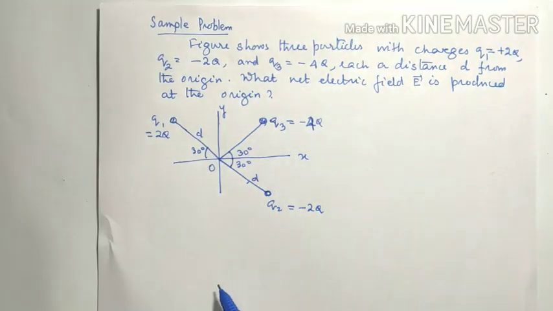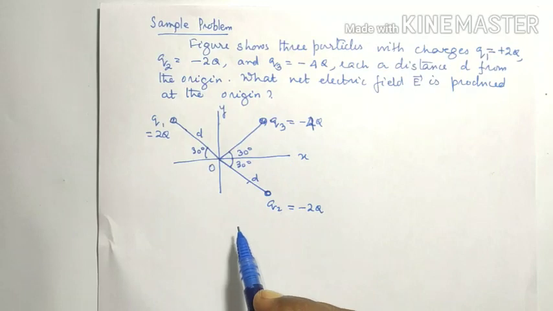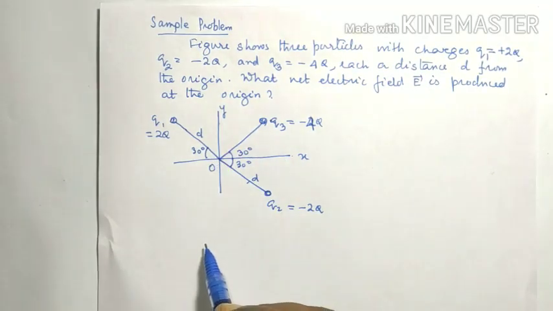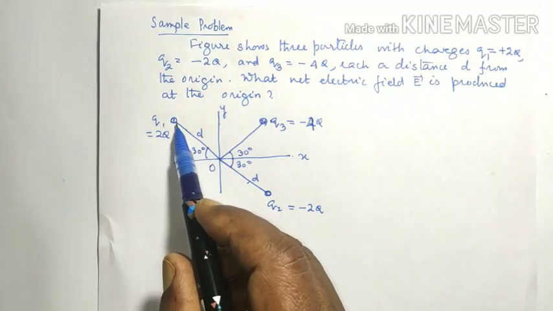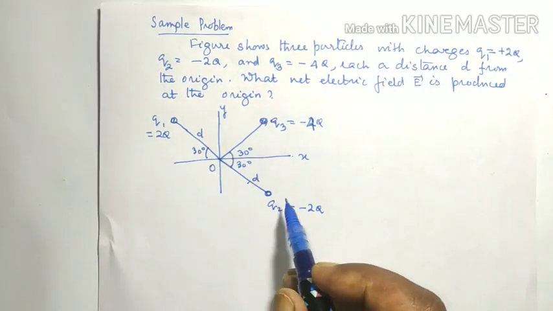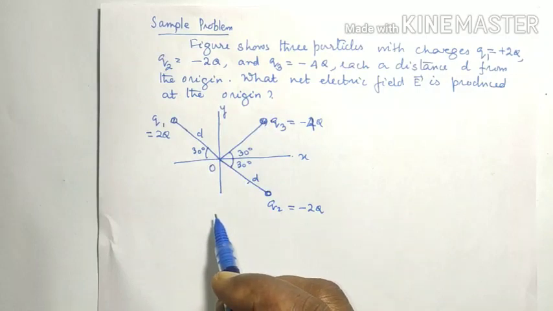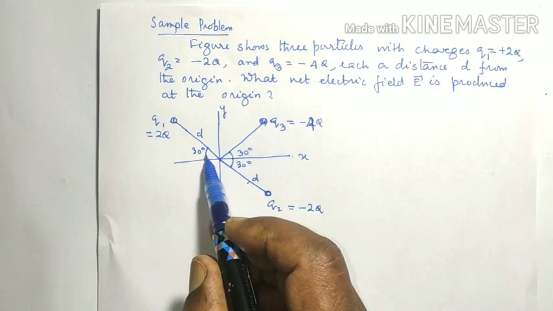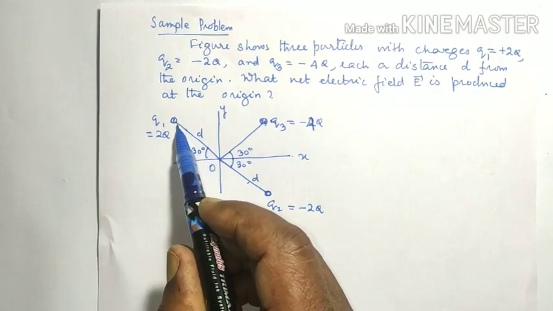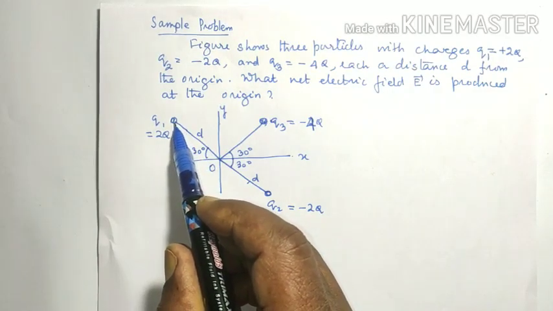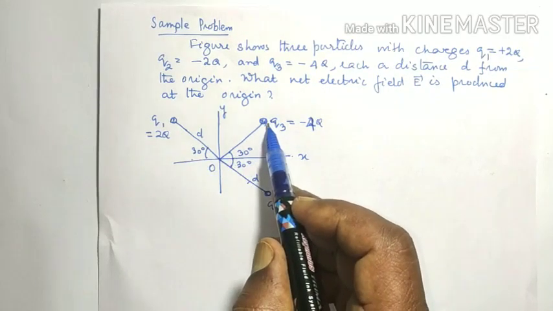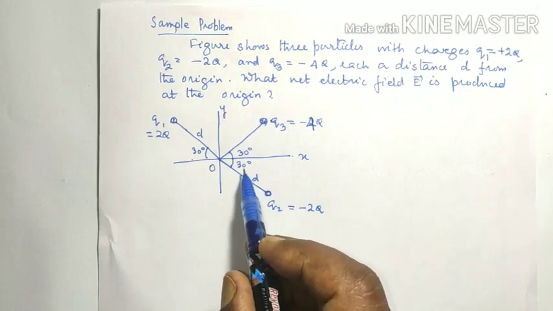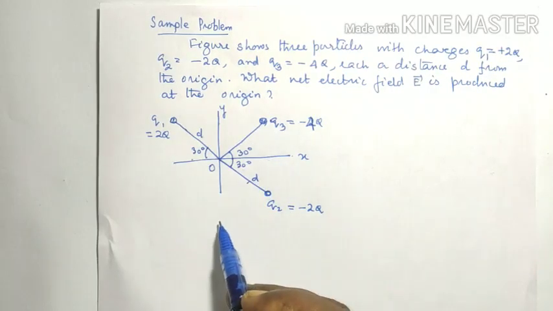While solving this problem, we choose the coordinate system with x-axis and y-axis, and O is the origin. Then we place the charges Q1, Q2 and Q3. Here the angles given are 30 degrees: charge Q1 makes 30 degrees with the negative x-axis, charge Q3 makes 30 degrees with the x-axis, and Q2 also makes 30 degrees with the x-axis.